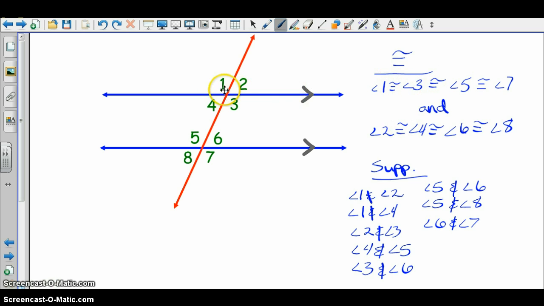Here's what you get. The congruent pairs of angles are 1 and 3, 5 and 7. Those are all congruent to each other. Also 2, 4, 6, and 8 would also be congruent to each other.